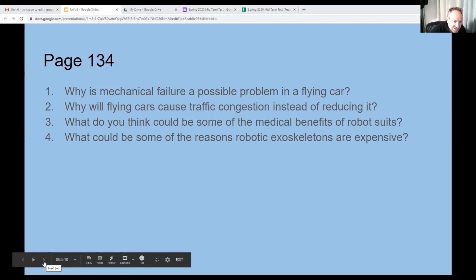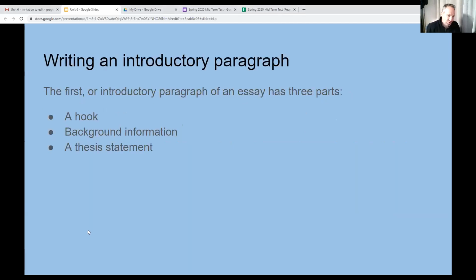All right, let's keep going. We're going to look now at writing introductory paragraphs. So we've done a little bit of this before, I think, but let's have a look. So in the first paragraph, the introductory paragraph, there are 3 parts. So the hook, a hook sentence, background information, and then thesis statement.